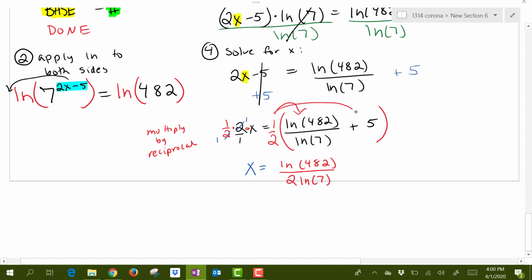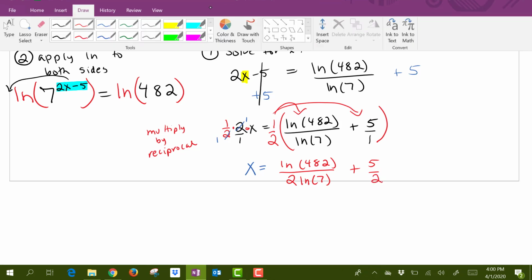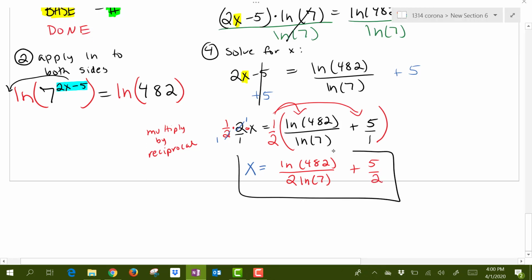Now I have to do the same thing to the plus 5. We're going to multiply that by 1/2. It helps sometimes to think about everything as fractions when you're multiplying by a fraction. So if something doesn't look like a fraction, we can make it look like a fraction by putting it over 1. Top times the top, so 1 times 5, we get 5. 2 times 1, I get 2. So I'm going to say my final exact answer is going to be that. Looks a little bit nicer than a big huge fraction divided by another big huge fraction.